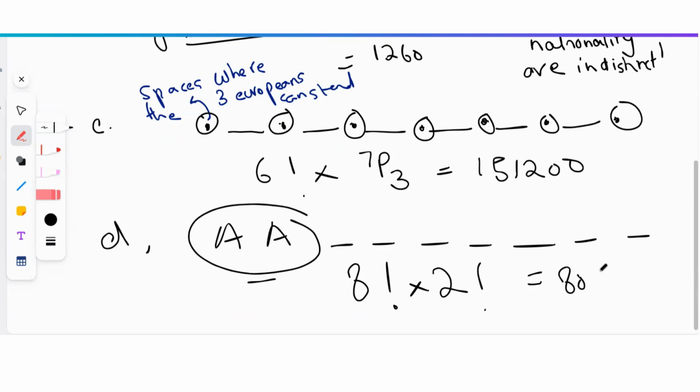So this is 80640. Over here, we wanted the two Americans to stand next to each other, so we lumped them together like this, and meaning we have seven other players plus the block, so we're arranging in 8 factorial ways. And then these Americans can be arranged in 2 factorial ways.